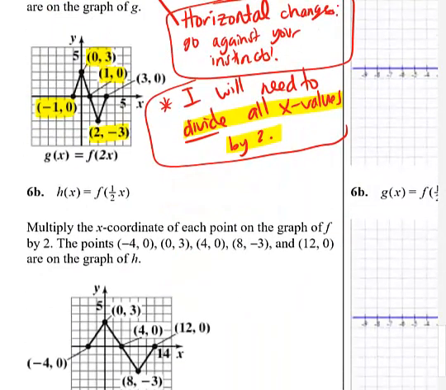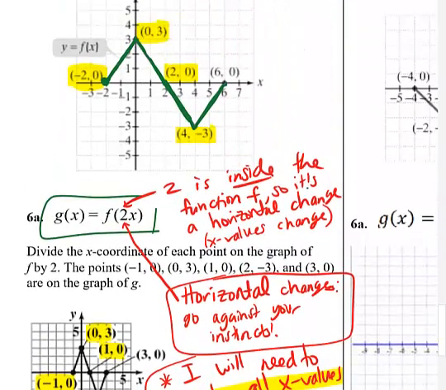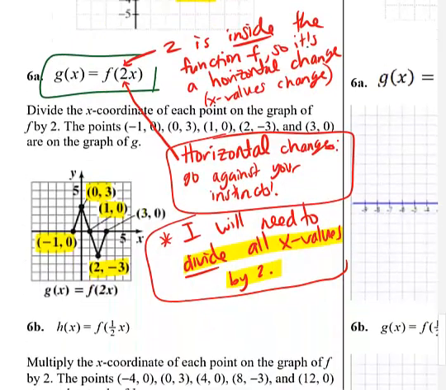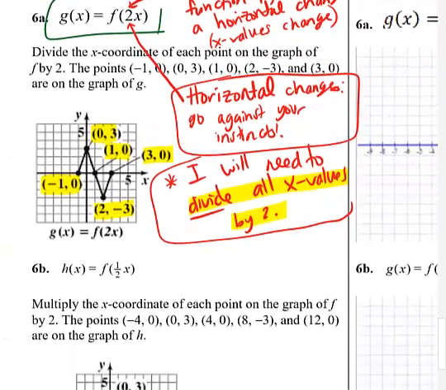But all the y values are remaining unchanged because this is purely a horizontal change, not a vertical change. And the last point is 6, 0. If I were to divide that x value, 6, by 2, I'll get 3, 0. So that's kind of how to go about these guys, I guess.